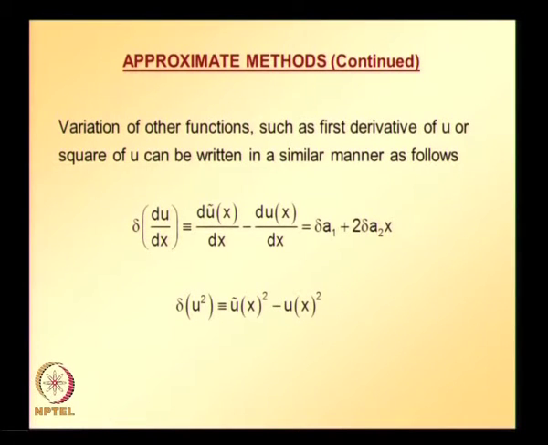Similarly, the variation of u square is u tilde square minus u square, and substituting we can get the variation of u square. And we noted that the variation of u is delta A naught plus delta A1 x plus delta A2 x square. Please note that the coefficient of delta A naught is 1, the coefficient of delta A1 is x, and the coefficient of delta A2 is x square.